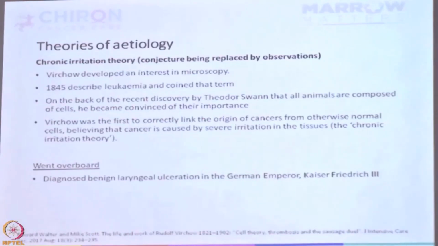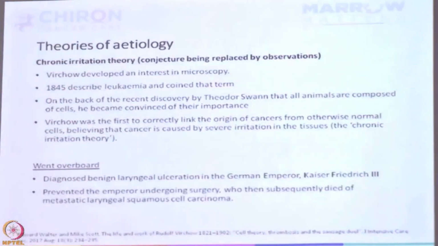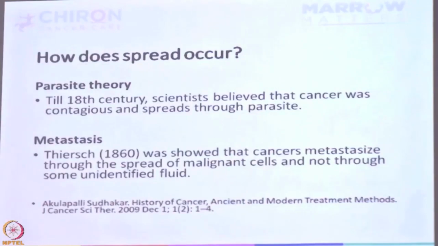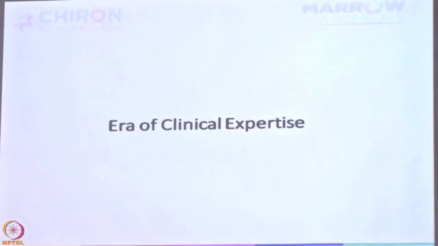Okay? The king actually died of metastasis, and this was probably one of the first doctors who was actually said to have committed medical malpractice. But that is fine, he had a theory, he tried to follow it and he messed up, whatever, he was accused of malpractice. As time went on, people thought it is a cancer, it spreads with a parasite. But slowly people started showing that cancers metastasize not through the parasites, but actually through the fluids in the body. This is where the era of clinical expertise starts.